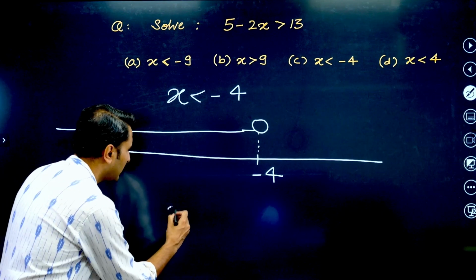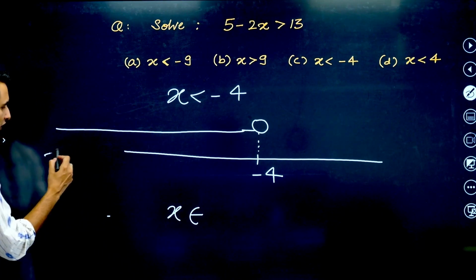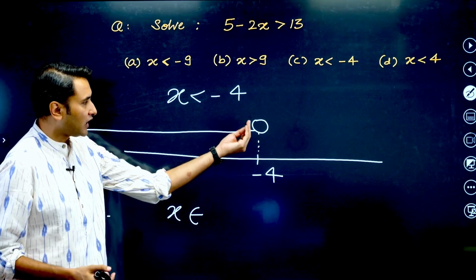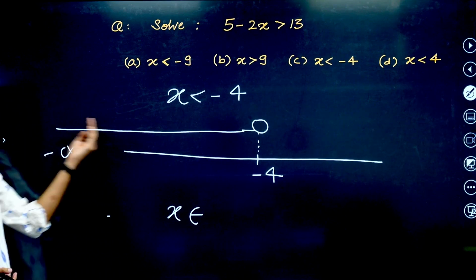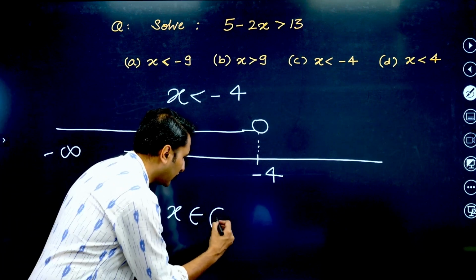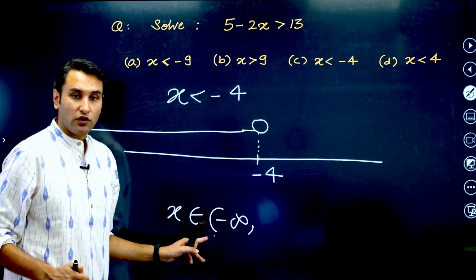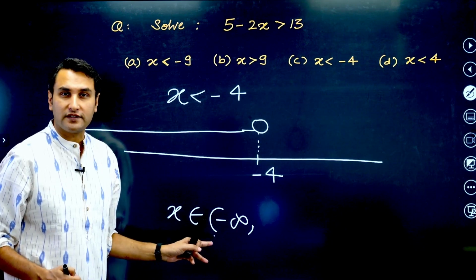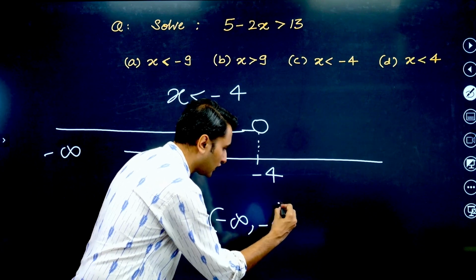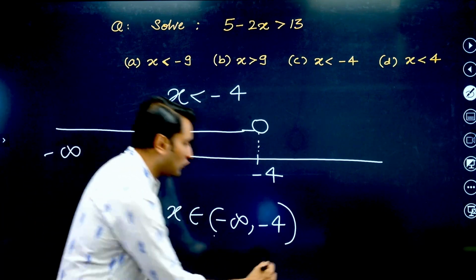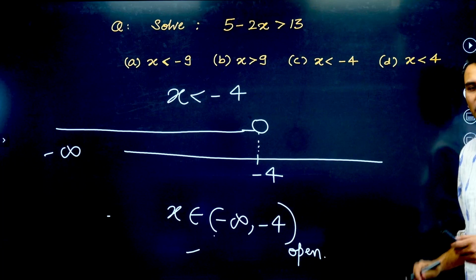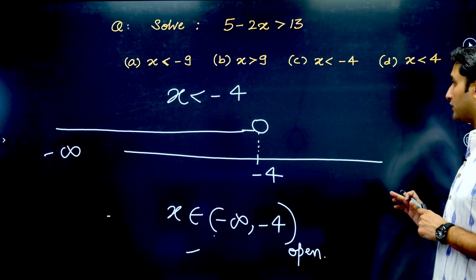So how do we represent this? X belongs to, since you are coming from minus infinity, extreme left, because x less than minus 4 are all the numbers to the left of minus 4 on the number line. So minus infinity, remember, on infinity or minus infinity there is always an open bracket, coming till minus 4, but since I cannot include minus 4, I'll put an open bracket. Wonderful. So we are going very, very step by step, very slowly here.